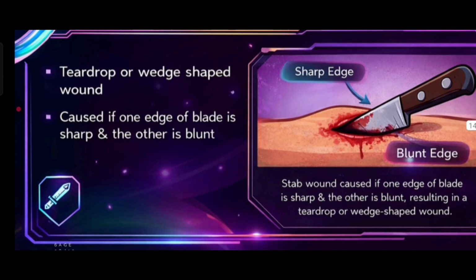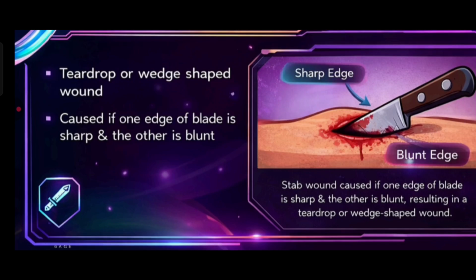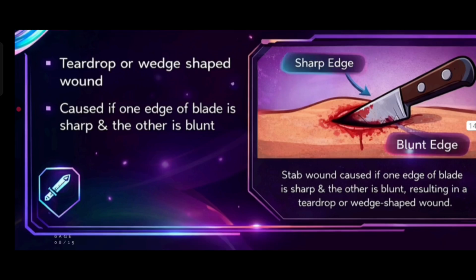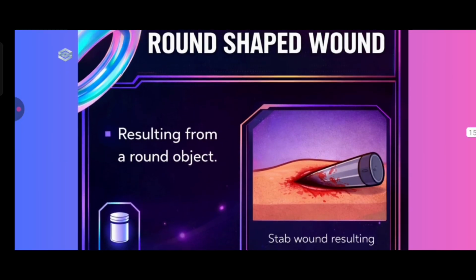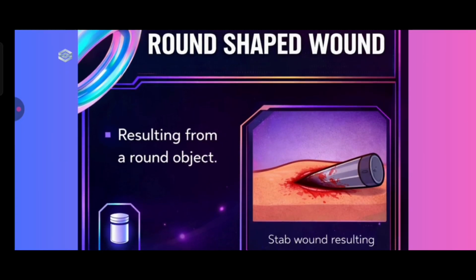Here, as you can see in the image, the upper edge of the knife is the sharp edge and the lower edge is the blunt edge. A stab wound caused when one edge of the blade is sharp and the other end is blunt results in a teardrop or wedge-shaped wound.